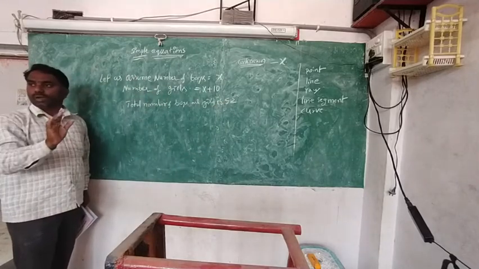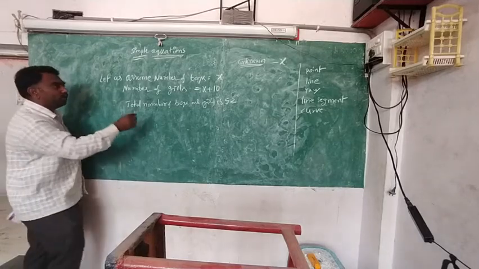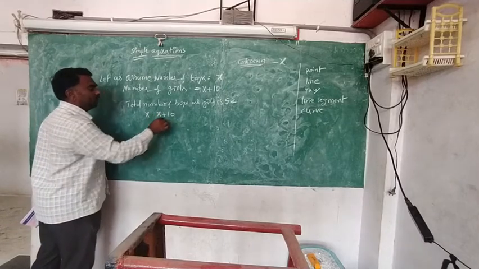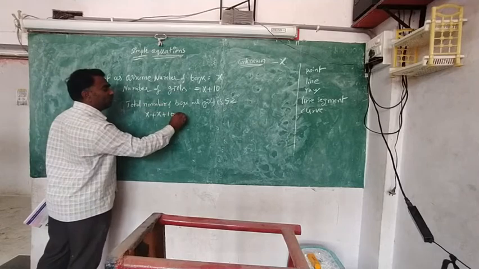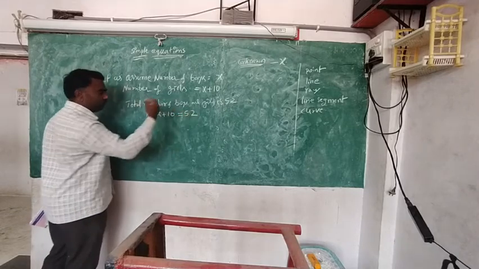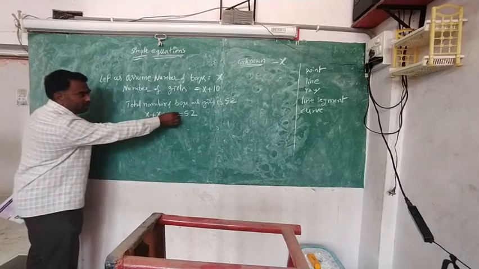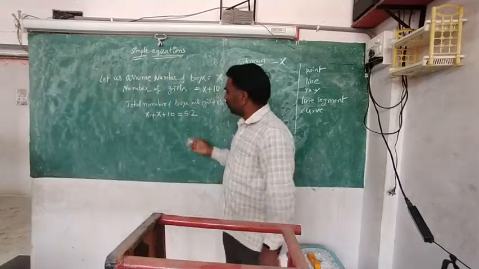This you will write in mathematical form. Total means I have to add. For whom? Boys and girls. Boys are how many? X. Girls are how many? X plus 10. Total means what should we do? Add. The answer is 52, which means it is equal to 52. Now we will convert it to an equation. Equality is there, so it is an equation. Now you can simplify it also.